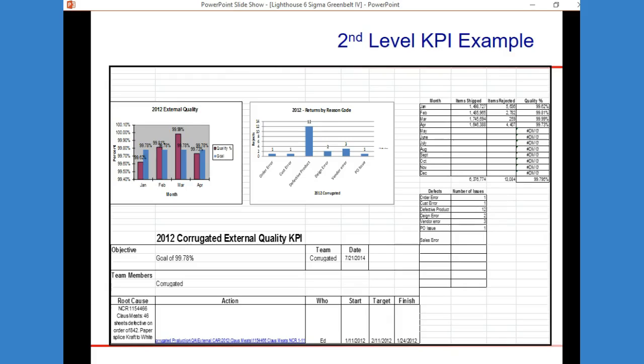How many we shipped, how many we rejected. Of course, the percentage calculates for you. The charts self-populate. But out of the rejects we had, what were they caused by? So you'd be entering that data. And so you just enter that data, close it, walk away.